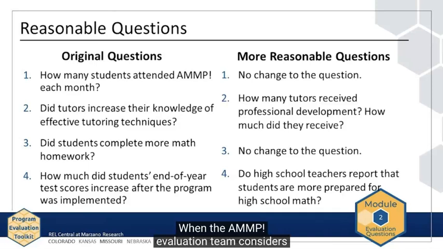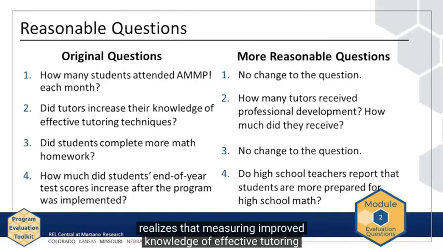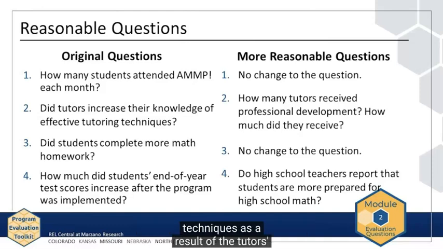When the AMP evaluation team considers the reasonable criterion, the team realizes that measuring improved knowledge of effective tutoring techniques as a result of the tutor's professional development would be very hard. It is more reasonable to answer how many tutors received the professional development and how many professional development sessions they attended. In addition, after further discussion, the team realizes that even 1 year's state test results are not reasonable, given the delays in reporting and the many other factors that influence these results.